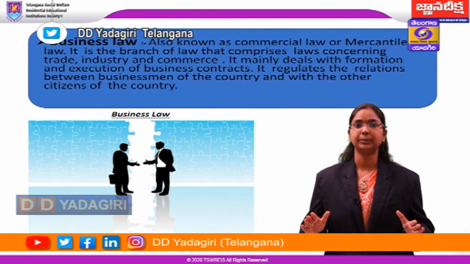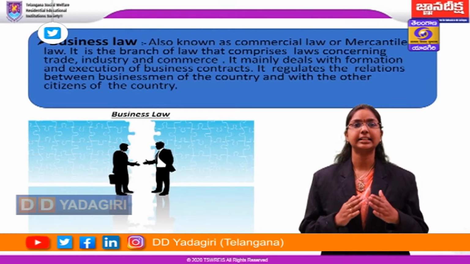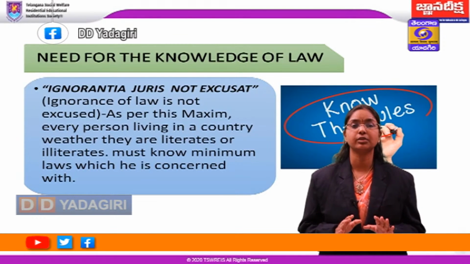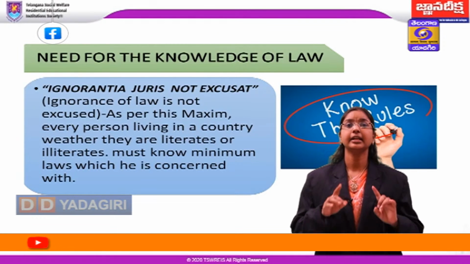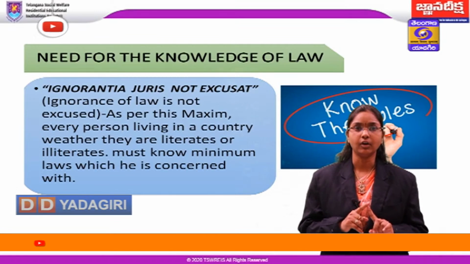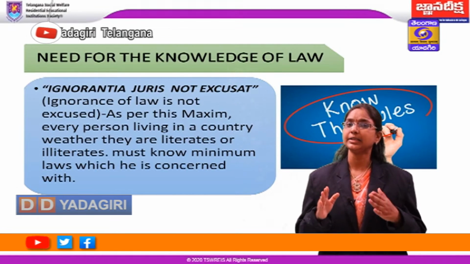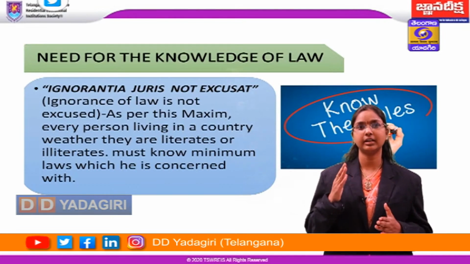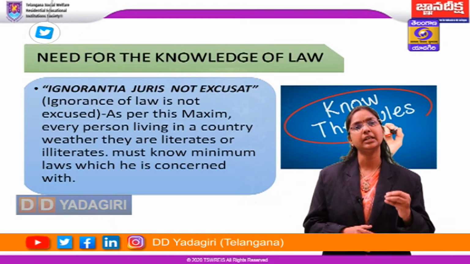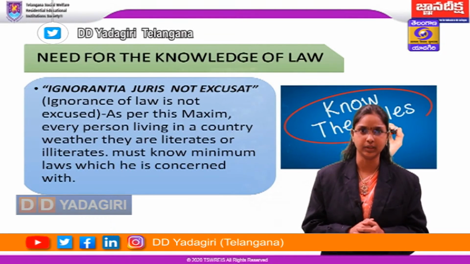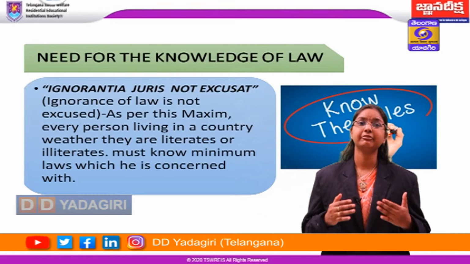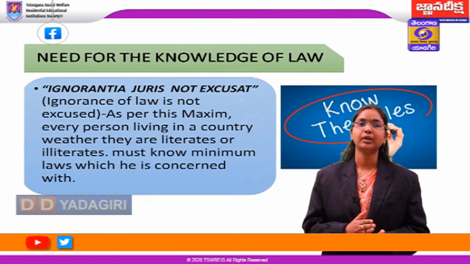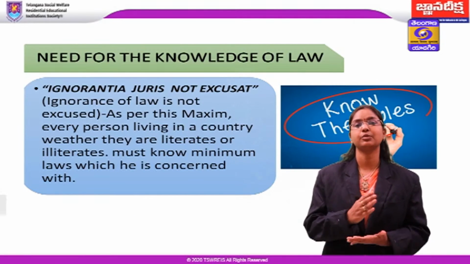So now we have completed the branches of law. Now let us learn a famous maxim related to law. That is ignorantia juris non excusat, that is, ignorance of law is not excused. As per this maxim, every person living in a country, whether literate or illiterate, must know the minimum laws which they are concerned with. Although it is not possible for a layman to remember almost all the laws, it is very important for us to remember the laws with which we are concerned.